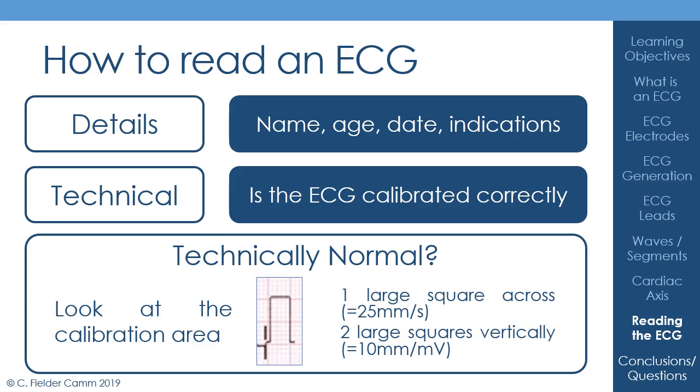Now, unlike a chest X-ray, which is either calibrated correctly or incorrectly, so it's either rotated or not, it's either got correct penetration or not, with an ECG, it's just whether it's calibrated normally. So it would normally be calibrated to a paper speed of 25 millimeters a second and a sensitivity of 10 millimeters per millivolt. But there are reasons for setting those settings to different levels. And I think it's just important to interpret the ECG in light of how it is technically calibrated.